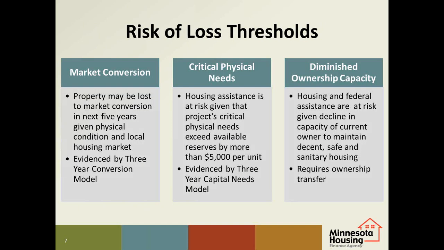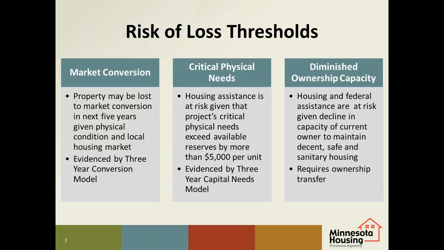The risk of loss thresholds remain the same as last year. They are market conversion, critical physical needs, and diminished owner capacity. One of the 3 thresholds must be met for a property to be considered eligible for preservation funding. Market conversion risk is when the property may be converted to market rate within the next 5 years, given the property's physical condition and the local housing market. This is evidenced by the 3-year conversion model and other documentation.